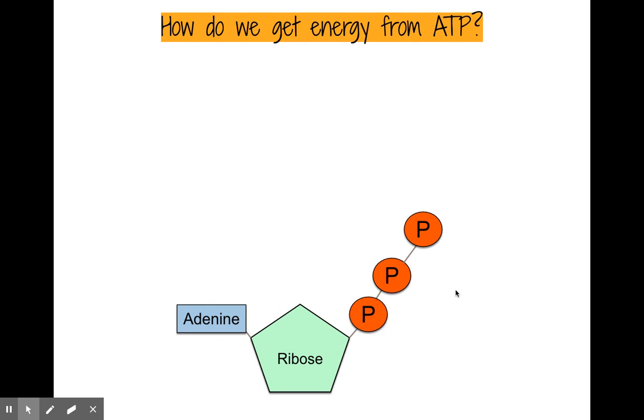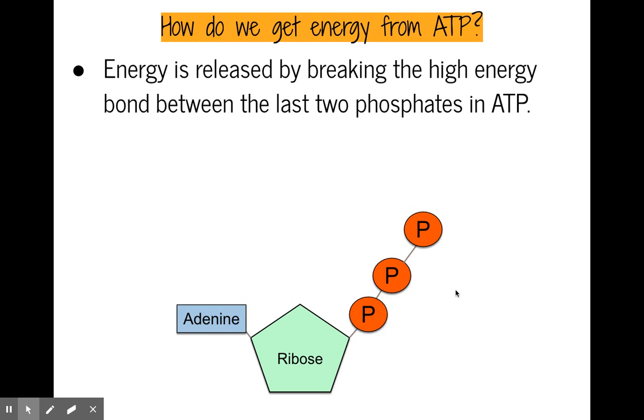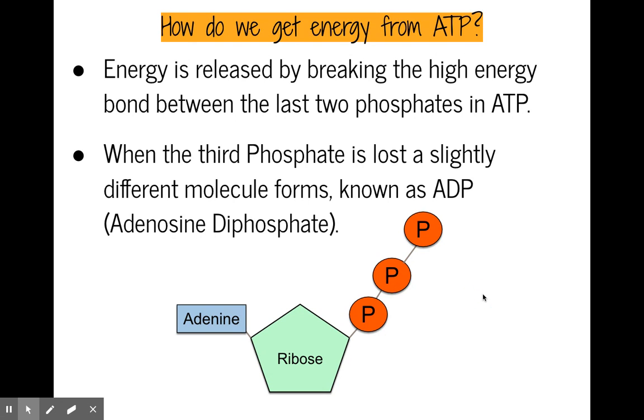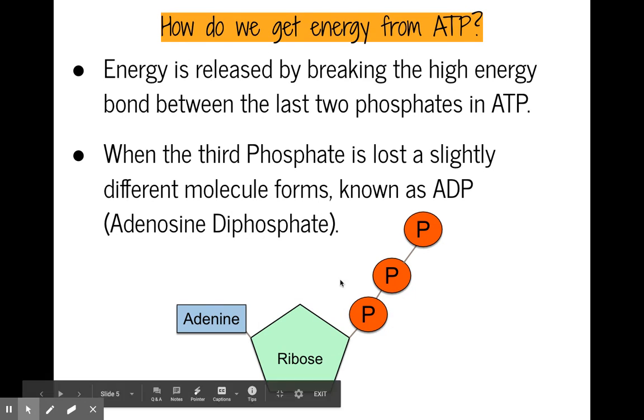How do we get energy from ATP? Well, energy is released by breaking the high energy bond between the last 2 phosphates in ATP, as we see here. So anytime a bond is broken, energy gets released. When the 3rd phosphate group is lost, a slightly different molecule forms known as ADP, adenosine diphosphate. And as we recall, phosphate gets added back on to form ATP. And our body does this all day long.